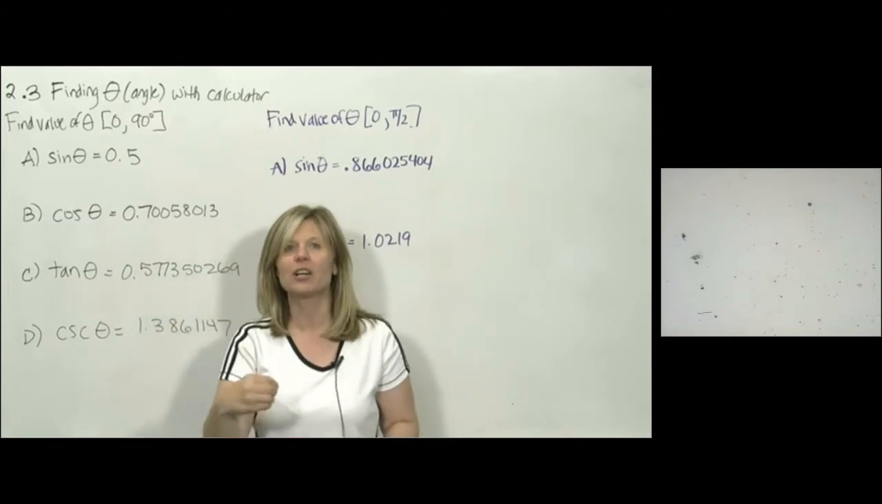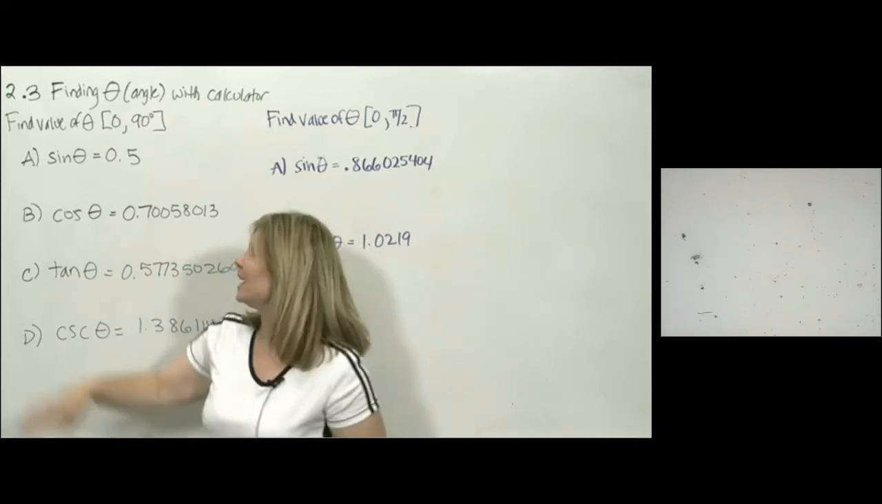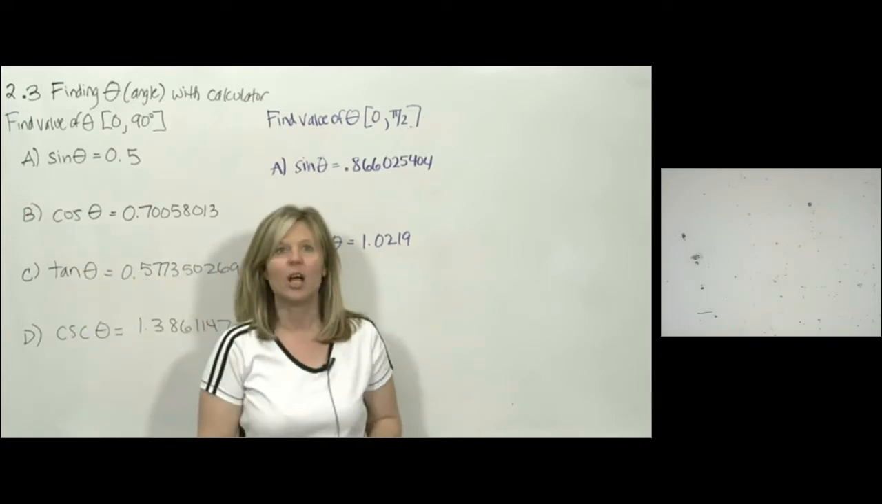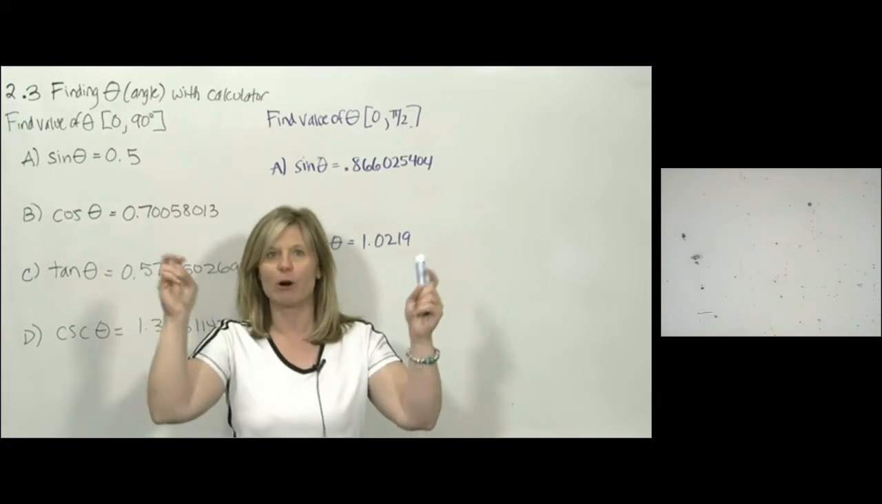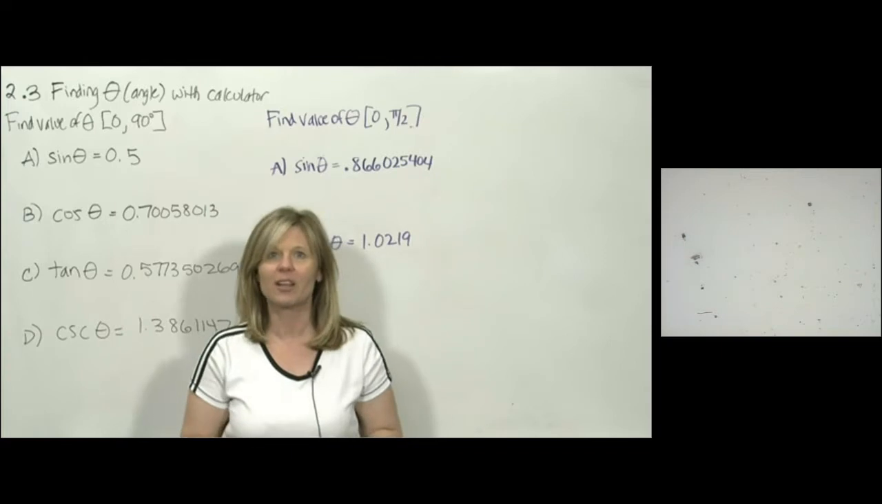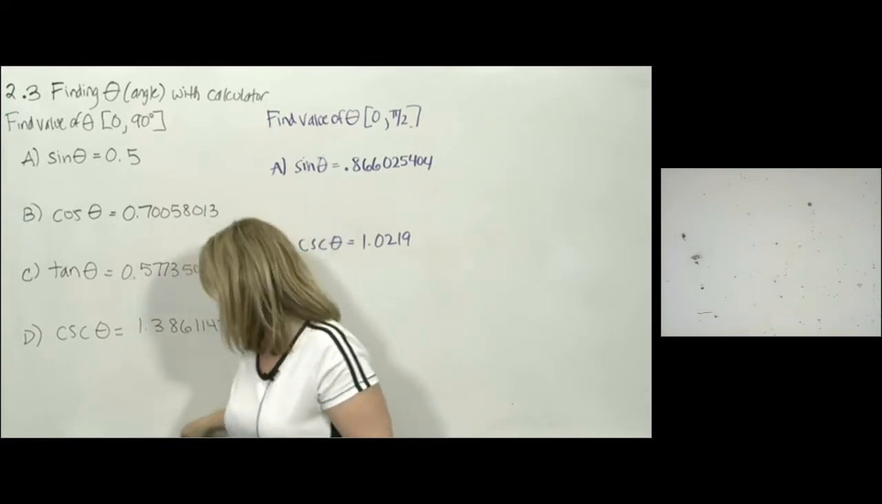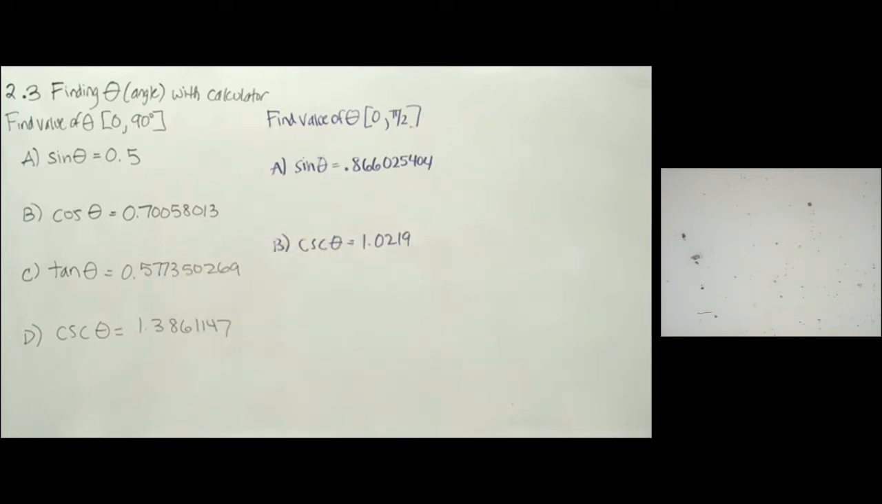So to tell the calculator to do it backwards, we're not going to hit sine or cosine or tangent. We're going to hit their inverse buttons. Let's go to the calculator and see what those buttons are. All right. So everybody follow me. Here we go. Let's get out the calculators.